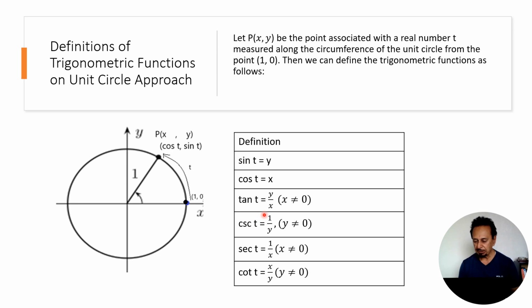Tangent t is y over x. Cosecant t is 1 over y. Secant t is 1 over x. And cotangent t is x over y.